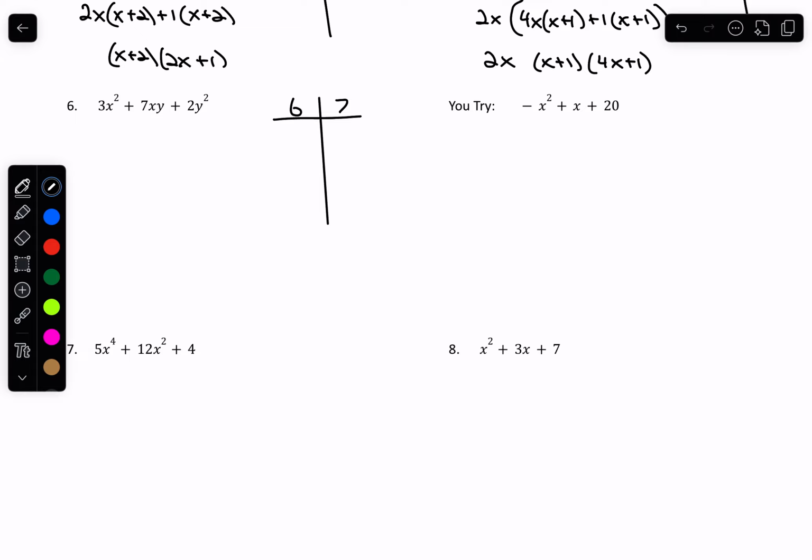I'm going to find two numbers just like before. In this case, 6 times 1 is going to add together to give me 7. So 6 and 1 are my two numbers. Okay, they add up to be the b term, and they multiply to be that AC term.